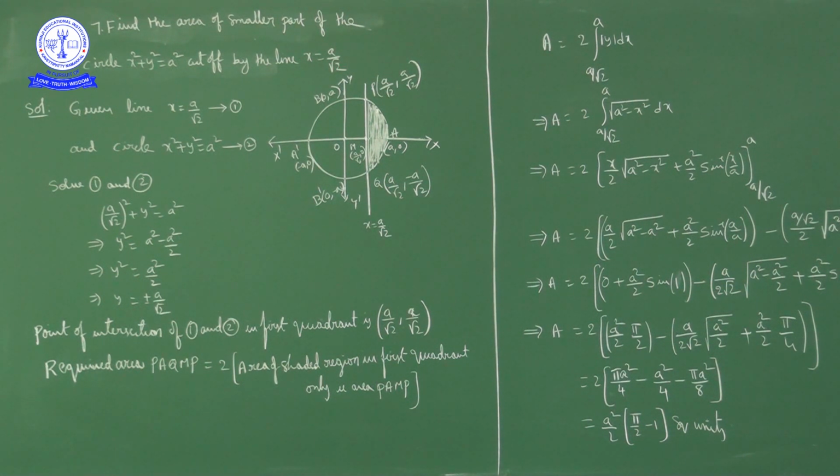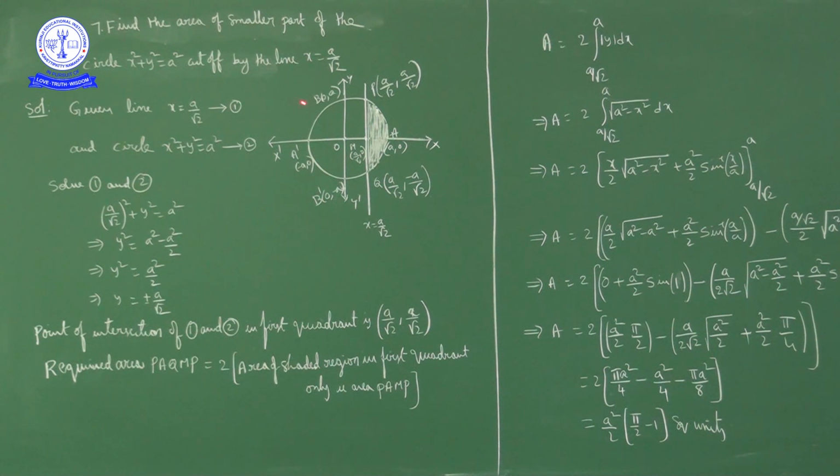Okay, what are the curves given here? First of all, the given circle is x square plus y square is equal to a square. This is a circle whose center is the origin, radius is a units. So it will intersect the x axis at a comma 0 and minus a comma 0, the y axis at 0 comma a and 0 comma minus a, center is 0 0. And what is the line given? The line is x is equal to a upon square root of 2.